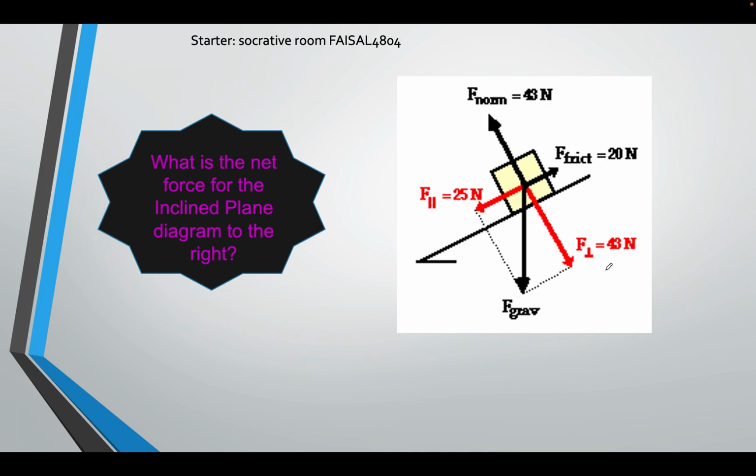Another quick question, what is the net force in this one? So what's going on? We've got a bunch of forces here. Gravity is pulling down, but of course the block is not moving down. It's broken up into two components. We have this one here. This is going to be parallel to the slope. This means parallel, F slope. This is perpendicular. That means perpendicular, 43. Well, the normal and that will cancel. We have 25 and 20, subtracting them. So you'll have to do 25 minus 20, which would be 5 newtons going down the slope, going in that direction. That's it.